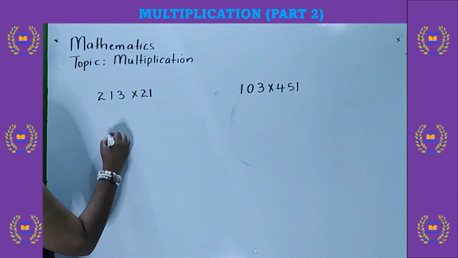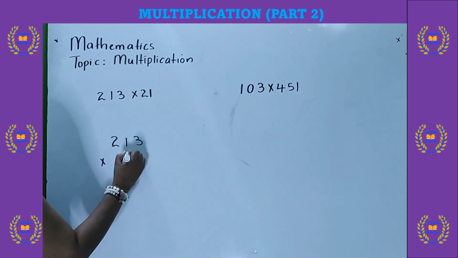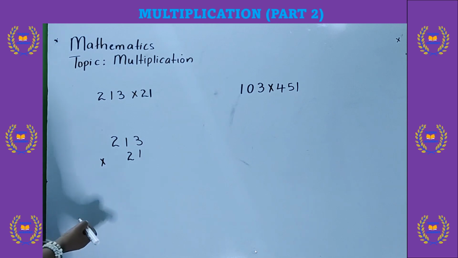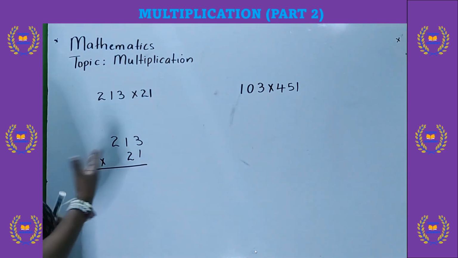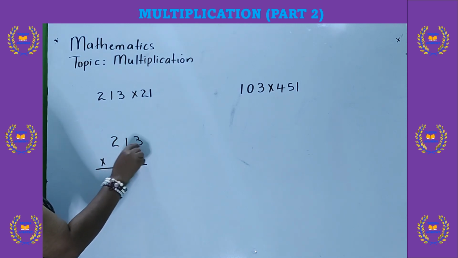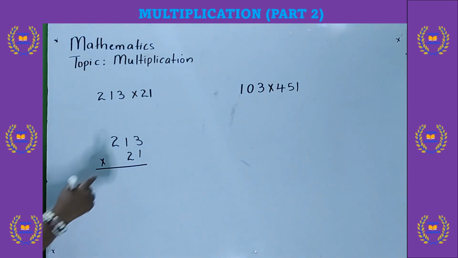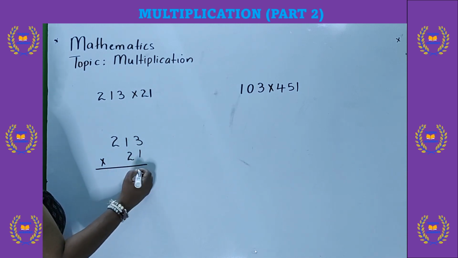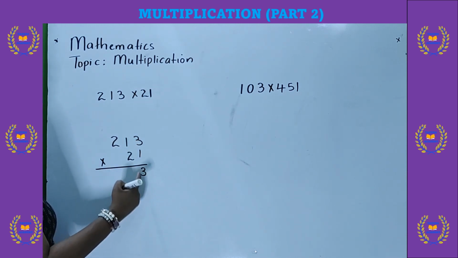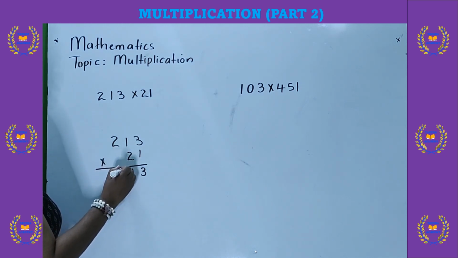Alright, so again we set the problem out 2, 1, 3, and we're multiplying by 21. Okay? So what we're basically doing, we're going to be multiplying 213 by 1, and then we're going to be multiplying it by this number here. So let's start. We're now multiplying by 1, so 1 times 3 is 3. Notice where the numbers are going. 1 times 1 is 1, 1 times 2 is 2.